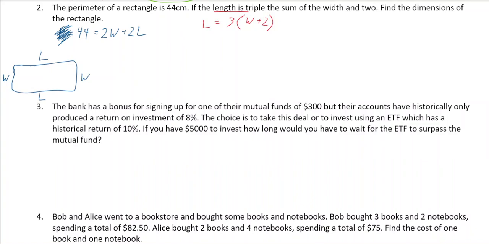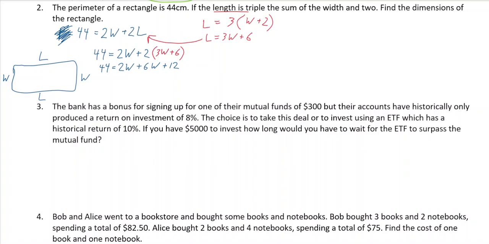So there are 2 equations in red and in blue. So now we need to solve for one and substitute in the other. Now the red one is already solved for L, so we may as well just simplify it and substitute it in. So this is L here, so we're going to substitute it over here. So we have 44 equals 2W plus 2L, where L is the 3W plus 6 that we just solved for in red. Now we have 44 equals 2W plus 6W plus 12.